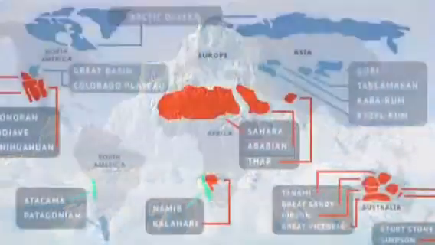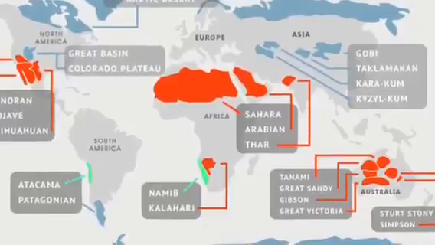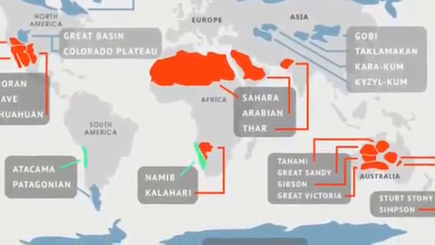As shown on the map above, deserts occur on all of Earth's continents. The largest deserts are in the polar regions, and the largest desert outside of the polar regions is the Sahara Desert in Africa.